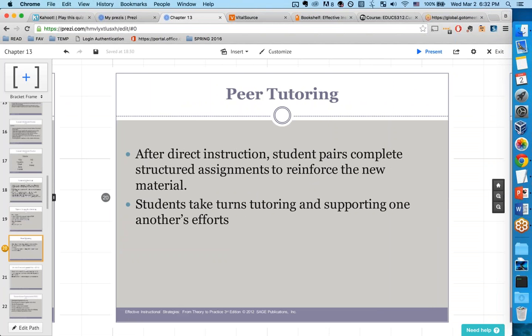All right, what is peer tutoring? So after the direct instruction happens, let's say the teacher gave this lecture, and then students are paired to complete some structured assignments. This is pretty much for reinforcing what's learned new in the classroom. So students may take turns tutoring and they support each other with their efforts. I'm sure some of you already use peer tutoring. It's a great tool to learn from another student because they can sometimes tell things much more efficiently to their peers than their teachers.